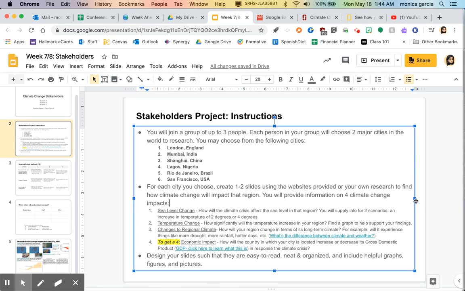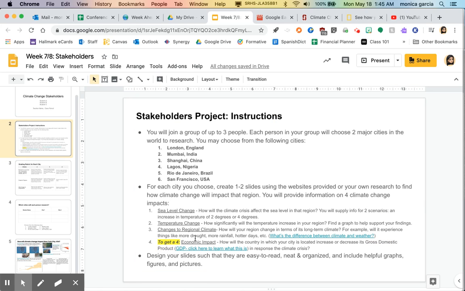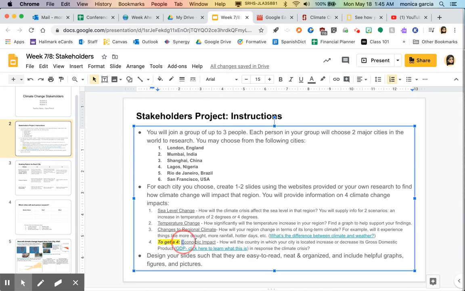So for the fourth and final part to this project, you're going to look at the economic impact of the country in which your city is located in response to climate change. In order to assess how well an economy is doing, economists use what is called gross domestic product, or GDP, which is just a number that tells us how well an economy is doing. And the bigger the number, the better the economy is doing.